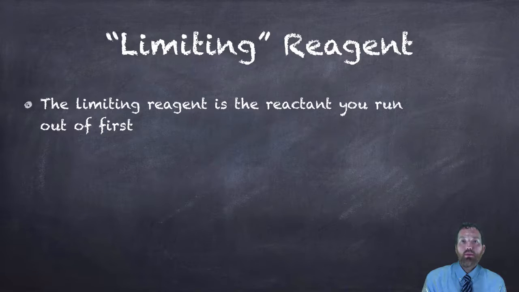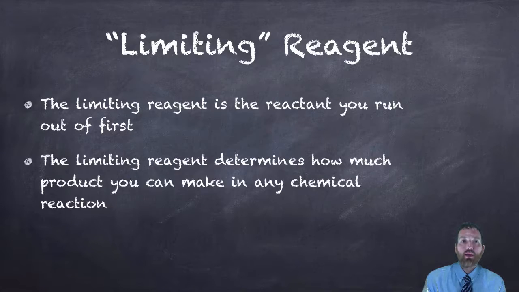So a limiting reagent in chemistry is the reagent or the reactant that you run out of first. In my example, the ham was my limiting reagent. I'm going to run out of ham before I run out of those other things. So that limits how many ham sandwiches I can make. The limiting reagent determines how much product you can make in any chemical reaction.